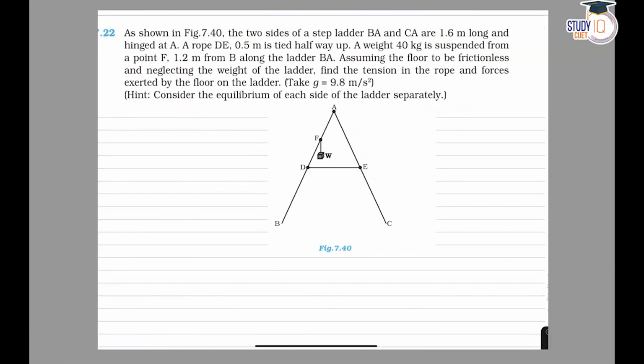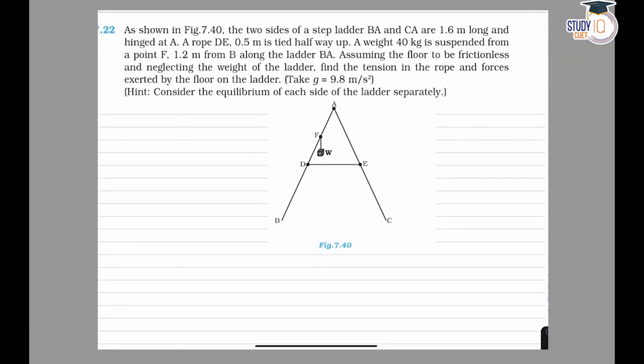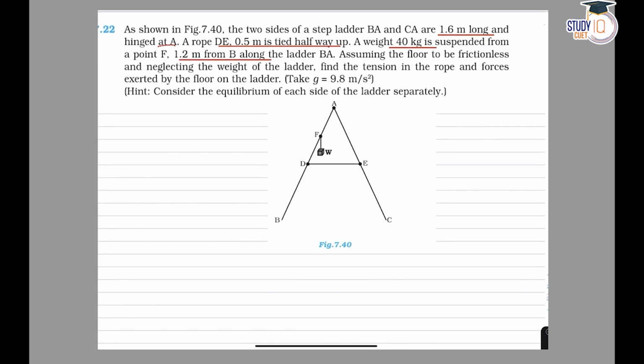NCERT Physics Class 11th, 7th chapter, System of Particles and Rotational Motion, question number 7.22. In this, we are given two sides AB and AC, each 1.6 meter long, hinged at point A. Rope DE is 0.5 meter in length, with a weight of 40 kg suspended from it. F is a point at a distance of 1.2 meter from B. So the total length from A to B is 1.6, and from B to F is 1.2.